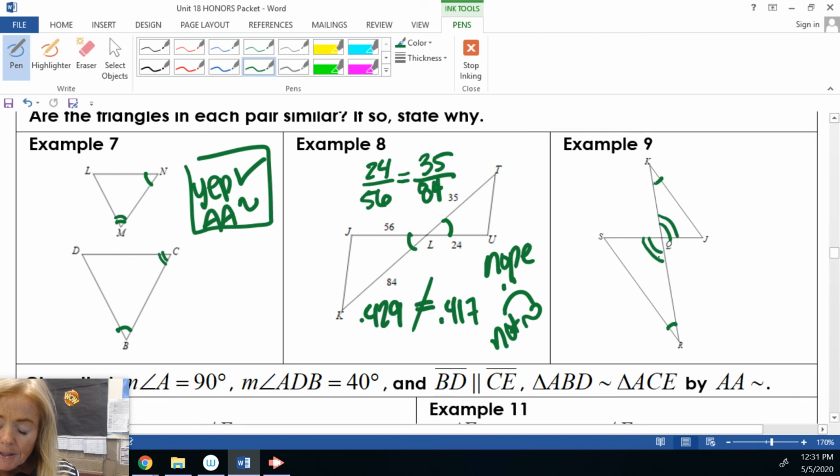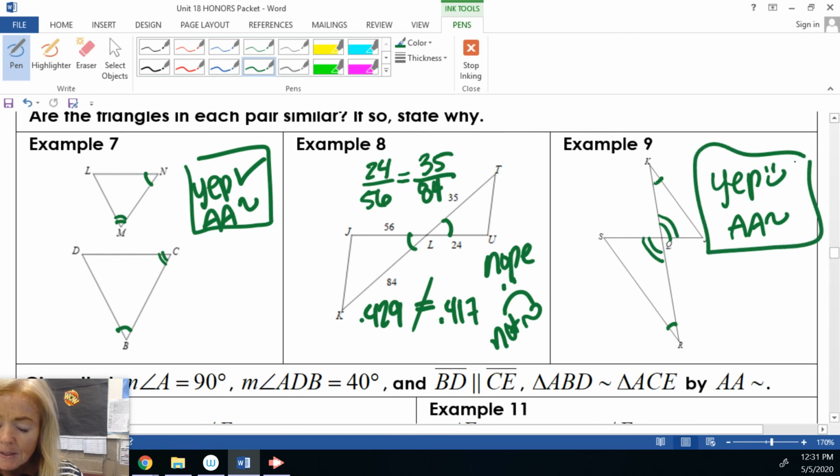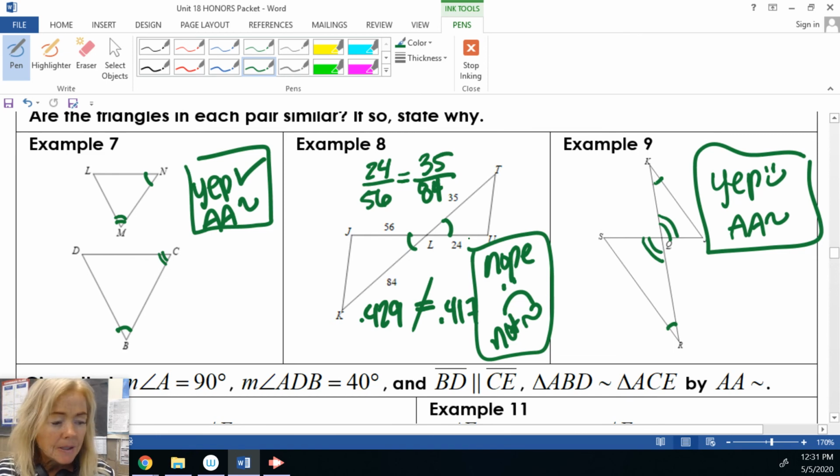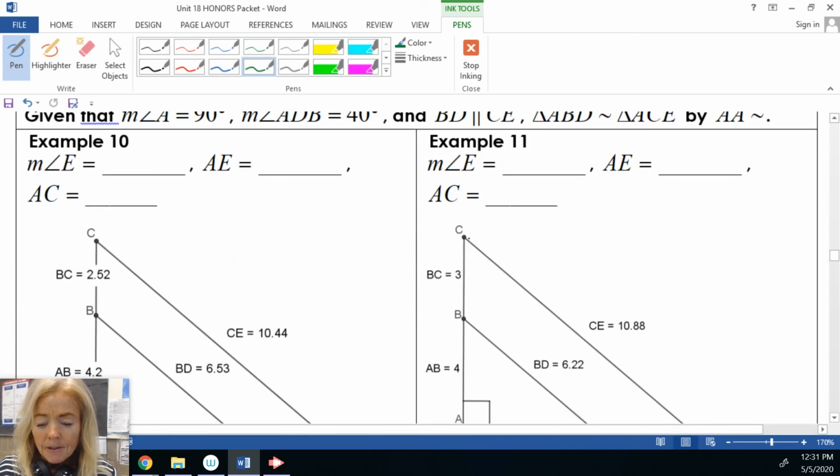We also know vertical angles, when lines cross and create vertical angles, they're congruent. So yep, this is similar by angle similarity. All right, not similar for example 8, but the other 2 examples, 7 and 9, are indeed similar.